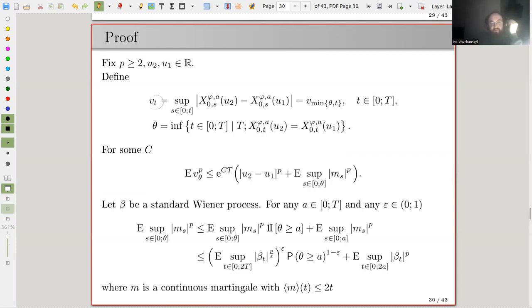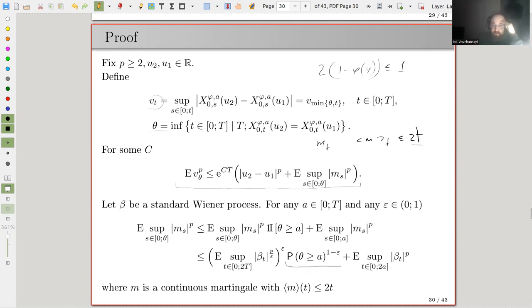For that, I will just denote the supremum modulus of such a distance as Vt, and theta is again the moment they meet. Then we have this representation where Mt is a square integrable continuous martingale with this property. This is because A is less than 1, and you will have 2 additionally. You can see it's the difference of 2 correlated Brownian motions that are correlated exactly as in the Harris law. Then we use the Holder inequality to get this expression.